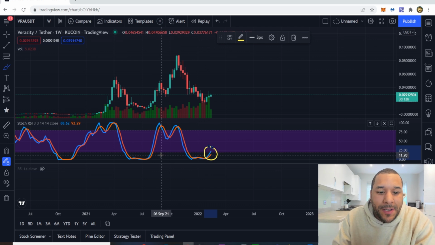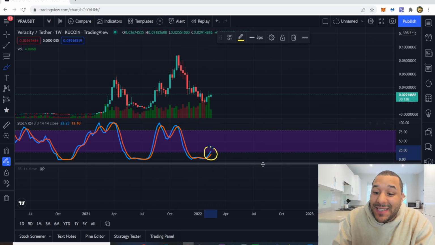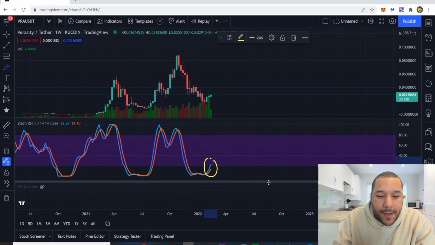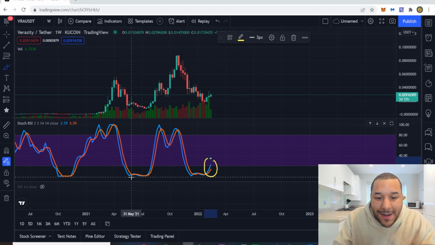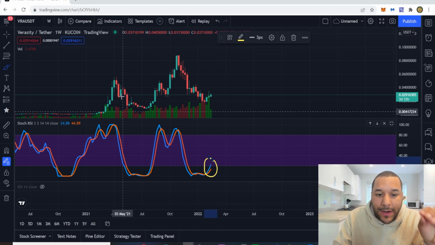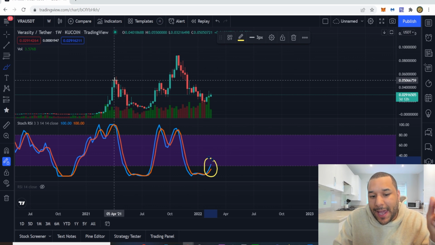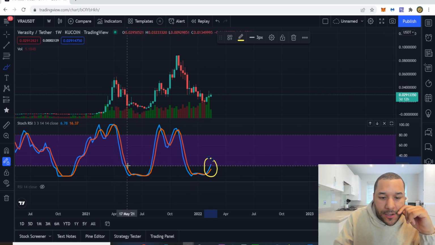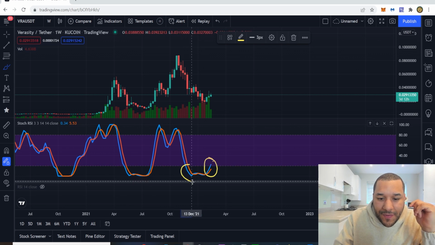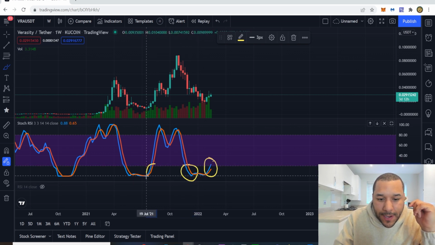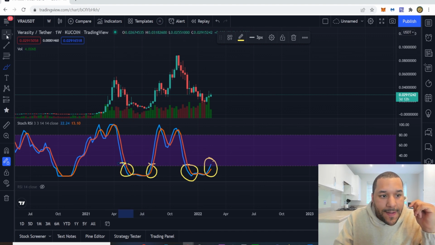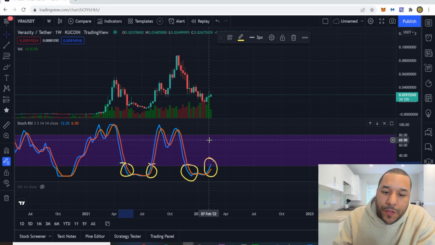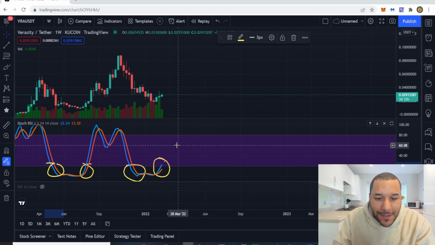And the last time we saw Verasity's stochastic RSI down in this area was when it had this massive drop back in May, April-ish. And look what happened. I'm going to highlight this bit here because I really think it's important for you guys to understand the power move that is coming to Verasity. Then you can maybe decide if you think this is going to be a good buy for you or not. So let's dive into this.